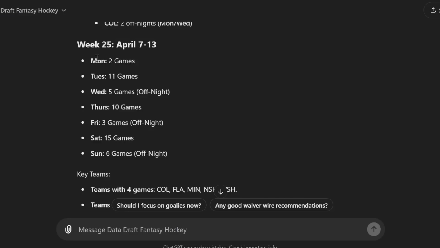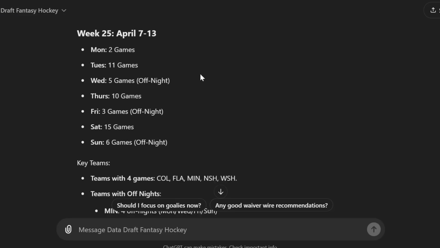But if you have them, Monday, only 2 games. That's really light. And then Friday, 3 games. That's really light as well. Very heavy Saturday, relatively heavy Tuesday and Thursday. So that's usually the split in terms of weekly production. You're going to get Tuesday, Thursday, Saturday, very heavy. Monday, Wednesday, Friday, Sunday, usually light. And this is the case in this particular week.